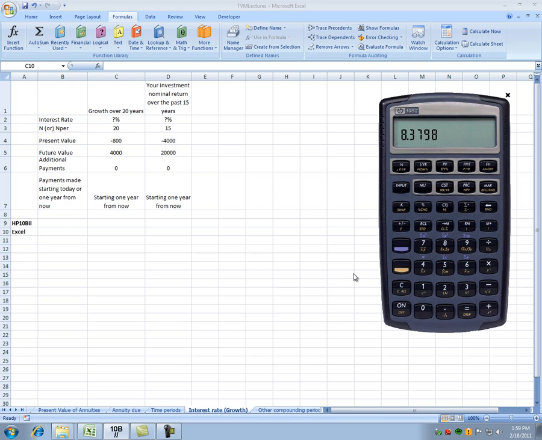That doesn't mean each year it was. One year it could have been 15%, another year 4%. That just gives us a nominal rate over the past 20 years.